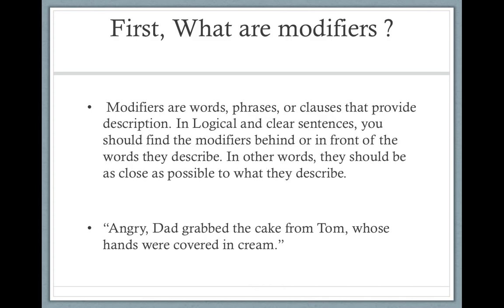So these are words that just modify, and usually you'll find them close to exactly what they're modifying. So you see here when you see the adjective angry, the word that comes closest is Dad. So angry is describing that. So you want to make sure they're as close as possible. And then for Tom, whose hands were covered in cream, you see whose hands were covered in cream is describing Tom, right?